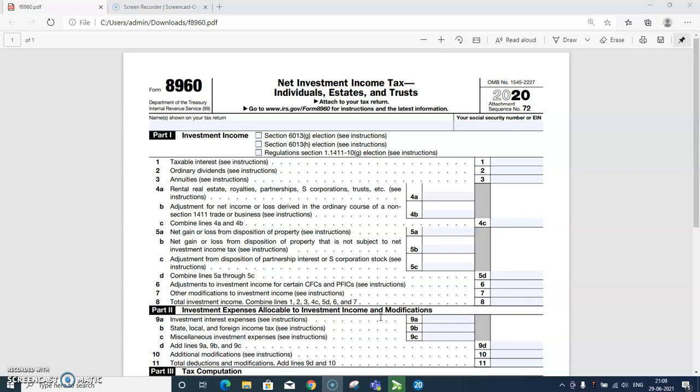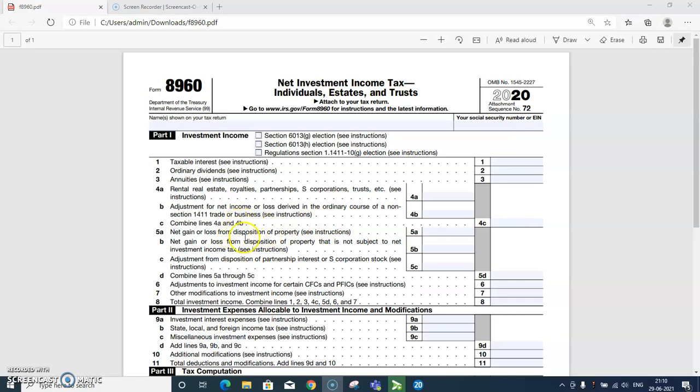Investment income. Investment earnings commonly include interest, debenture income, income from rental property, royalties, and profit you earn from trading stocks. So you can see the taxable interest, ordinary dividends, annuities, rental real estate, royalties, partnerships, S corporation, trust, etc. Adjustment for net income or loss derived in the ordinary course of a non-section 1411 trade or business.